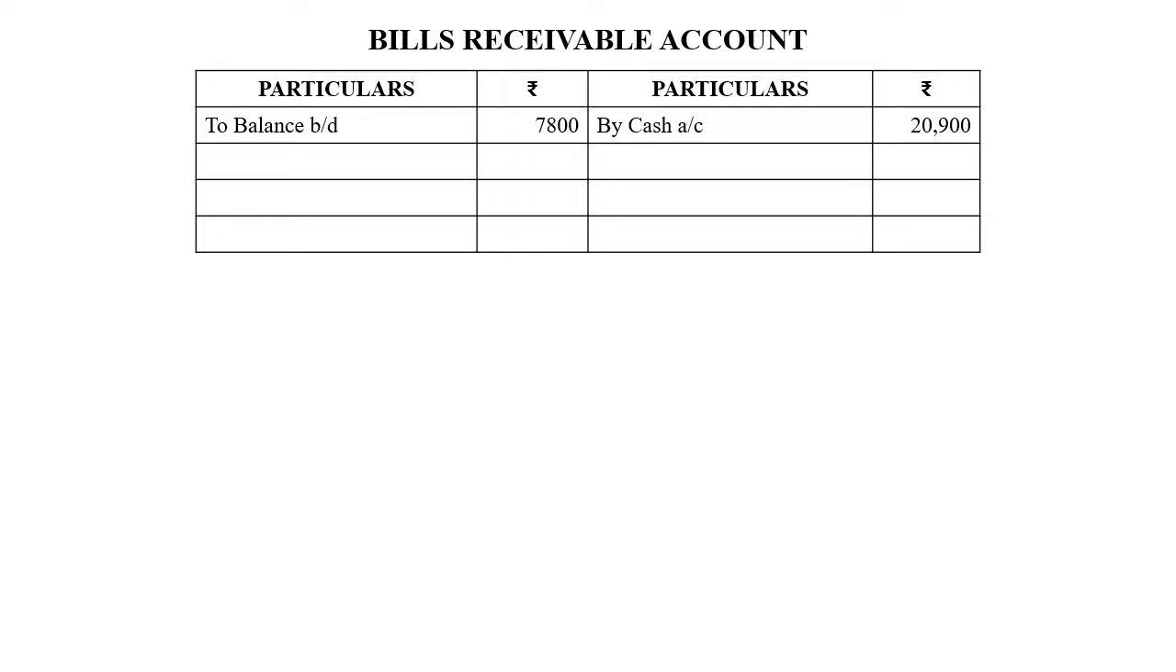And the next one, bills receivable dishonored. Now, what is the journal entry you just passed? Debtors account debit to bills receivable account. Now you are preparing the bills receivable account, so you have to write by debtors account, 1,800.